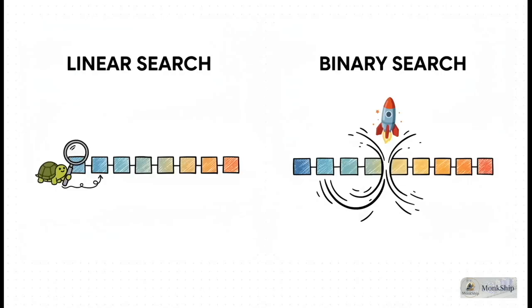Okay, so when it comes to searching a list for something, you've basically got two main ways to go about it. First, you've got what's called linear search. Think of it like a tortoise, slow, steady, and it checks every single thing one by one. Then, you've got binary search. This is the rocket ship. It's brilliant and incredibly fast. But, and this is a big but, there's one catch. Your list must be sorted first. As you're about to see, that trade-off is almost always worth it.